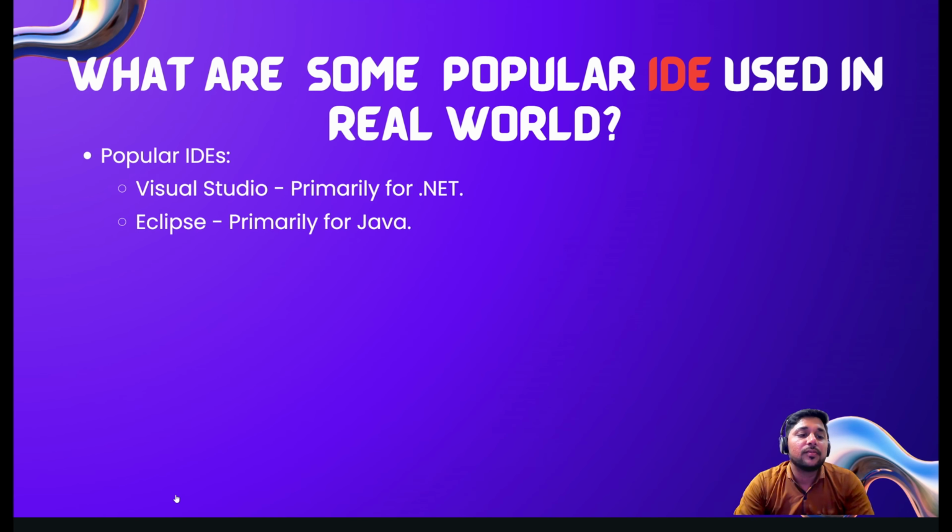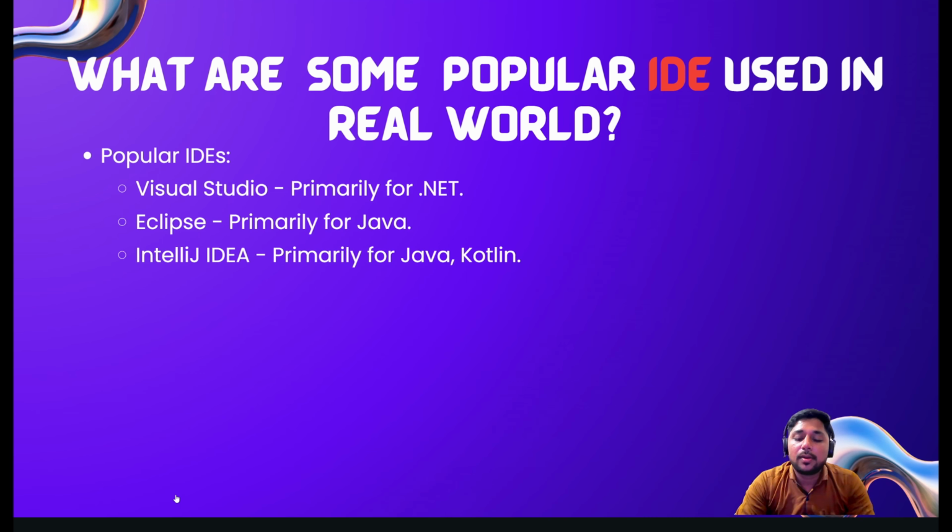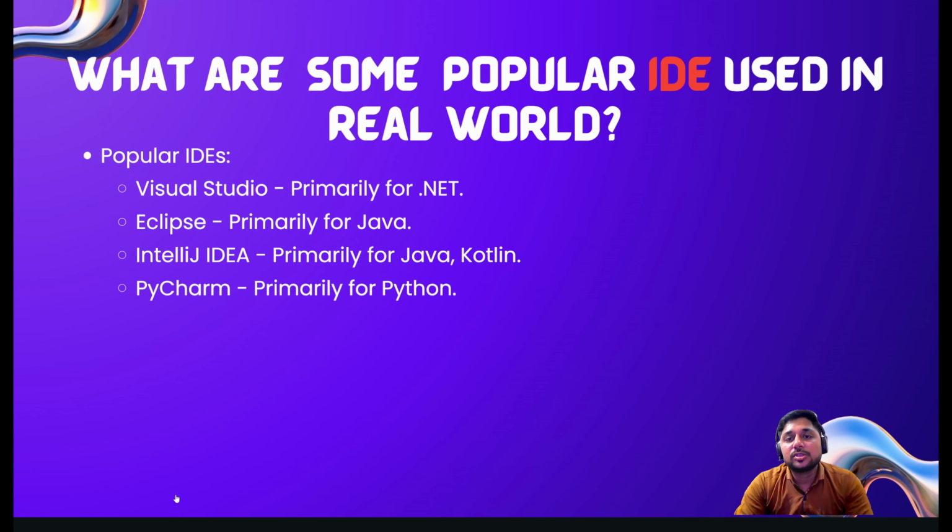Second is Eclipse, which is primarily used for Java. So if you are utilizing the Java language, then you may want to go for Eclipse. Next is IntelliJ IDEA. It is primarily utilized for Java and Kotlin. Next is PyCharm, which is primarily used for Python. So we can use PyCharm as well as we are going to develop Python code.